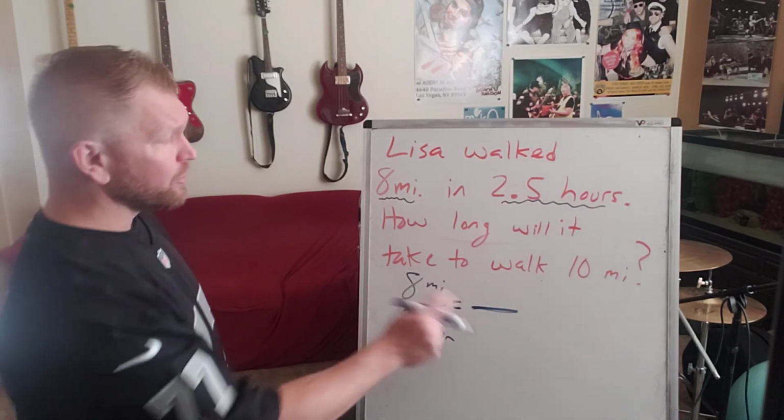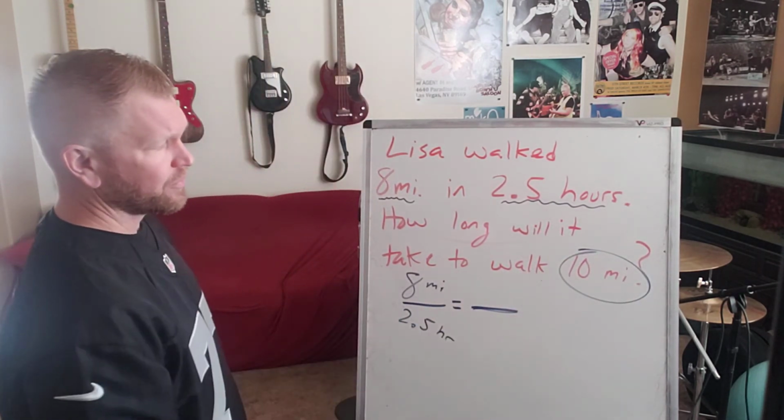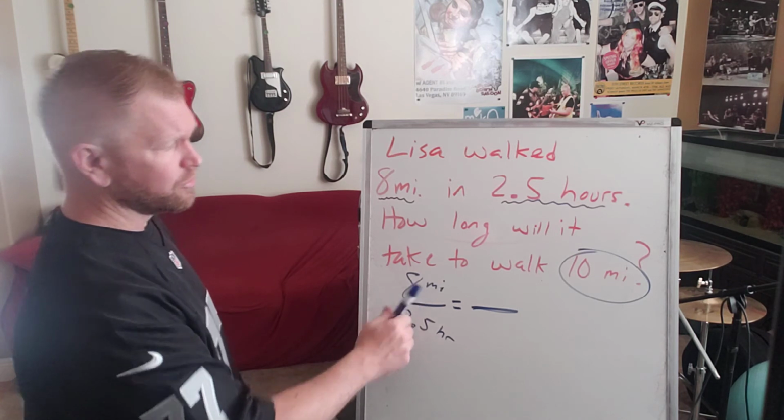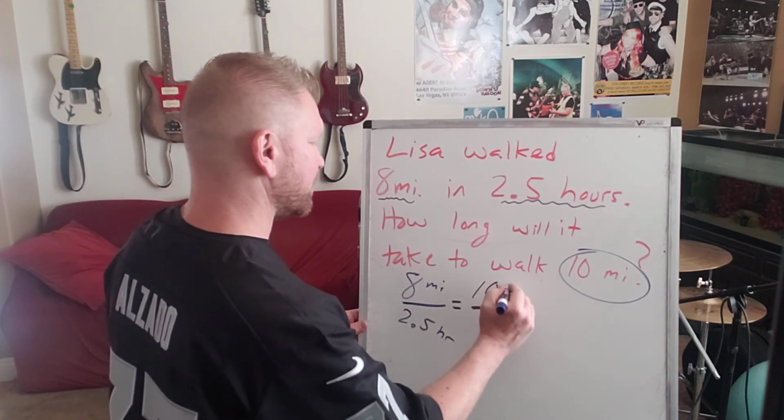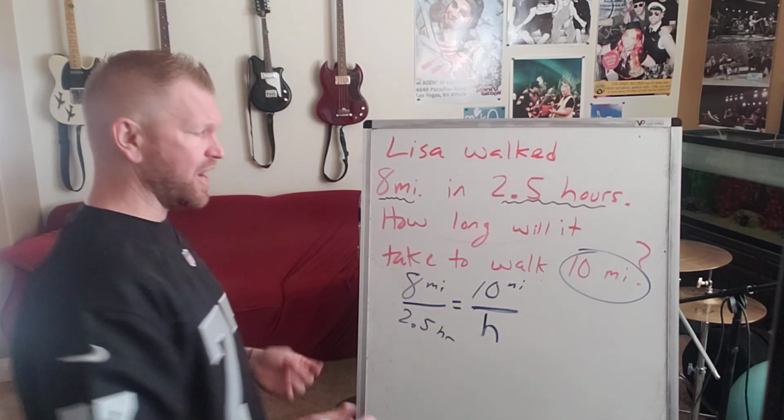The number that I know that goes over here is the 10. Should the 10 go on top or on the bottom? Well, I've got miles for my numerator, so the 10 is miles. That should go up there. This could be hours. In fact, if you want to call it variable h to represent hours, you could do that.